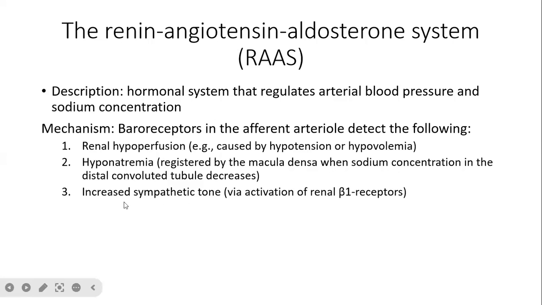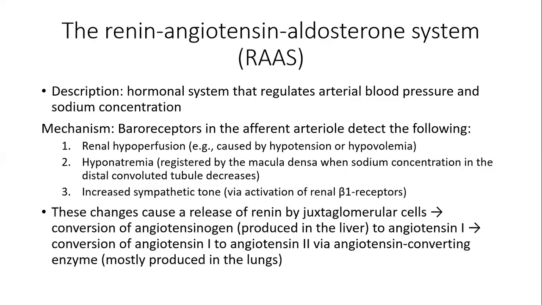And then we have increased sympathetic tone. Suppose there is a drop in blood pressure and then there is increased sympathetic tone, which can activate renal beta 1 receptors, causing the release of renin. So all these changes will cause release of renin by juxtaglomerular cells, which can lead to the conversion of angiotensinogen produced by the liver to angiotensin 1. And then angiotensin 1 is converted to angiotensin 2 via the ACE enzyme, also known as angiotensin converting enzyme, which is mostly produced by the lungs.